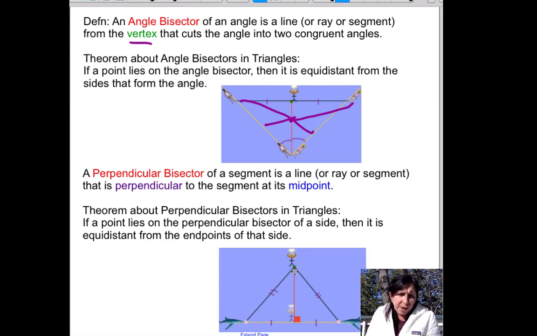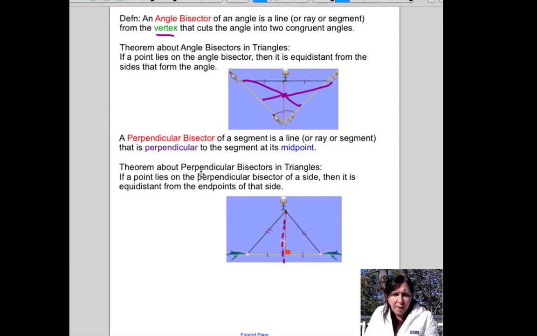Likewise, on a perpendicular bisector, any place on the perpendicular bisector, if the point lies on the perpendicular bisector, then it is equidistant from both of the endpoints, no matter where you're at. Okay, so those are both congruent.